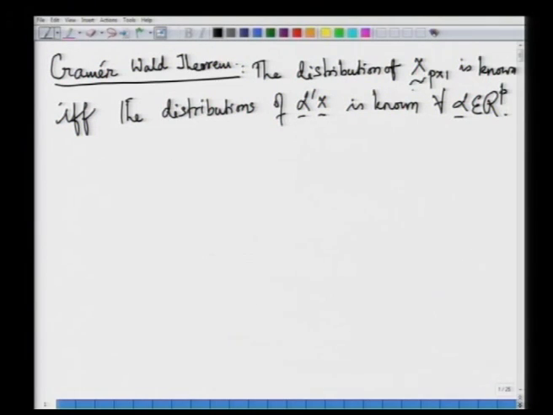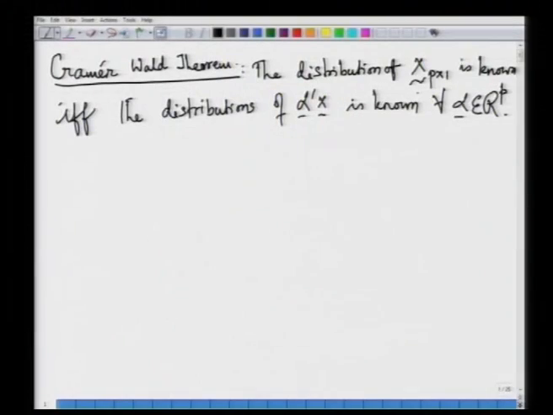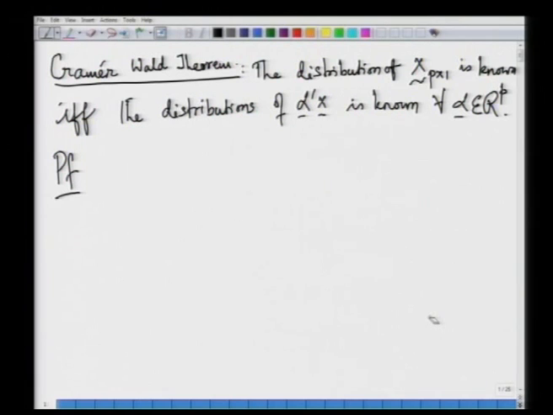Note that while x is a random vector, our alpha prime x is a scalar, it is a unidimensional random variable, and we are talking about different linear combinations of this random vector x. So, very generally the Cramer Wald theorem tells us that the distribution of the multidimensional random vector x is uniquely determined by the distributions of the linear combinations of type alpha prime x. For the proof of the theorem, we will use a very simple proof, using the concept of characteristic function to which you have been already introduced.